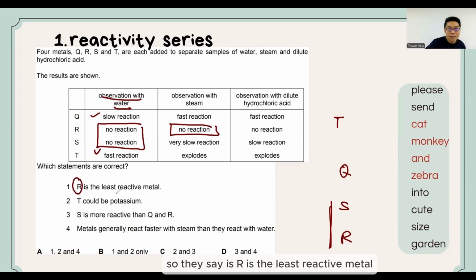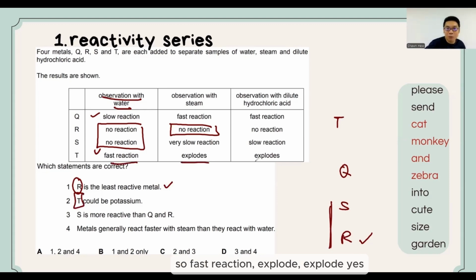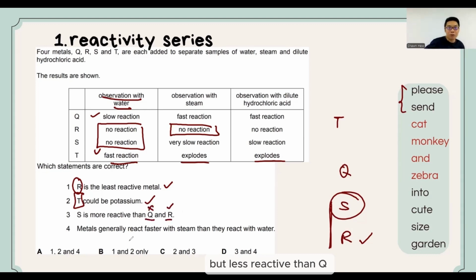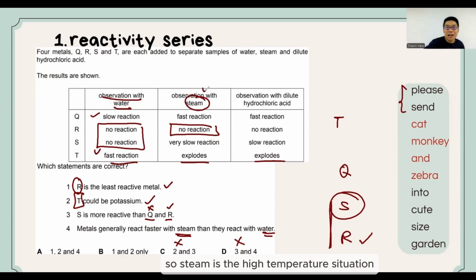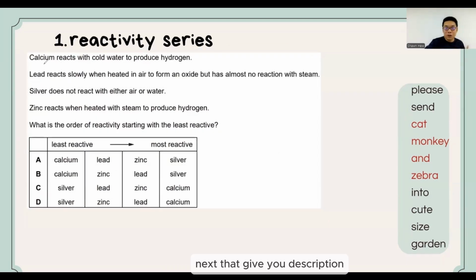So they say R is the least reactive metal. Yes. They say T could be potassium. So fast reaction, explode, explode. Yes, Group 1 situation. S is more reactive than Q and R. No. S is more reactive than R, but less reactive than Q. 4. Metals generally react faster in steam compared to water. So steam is the high temperature situation. Water is lower temperature. So yes. So answer is A.